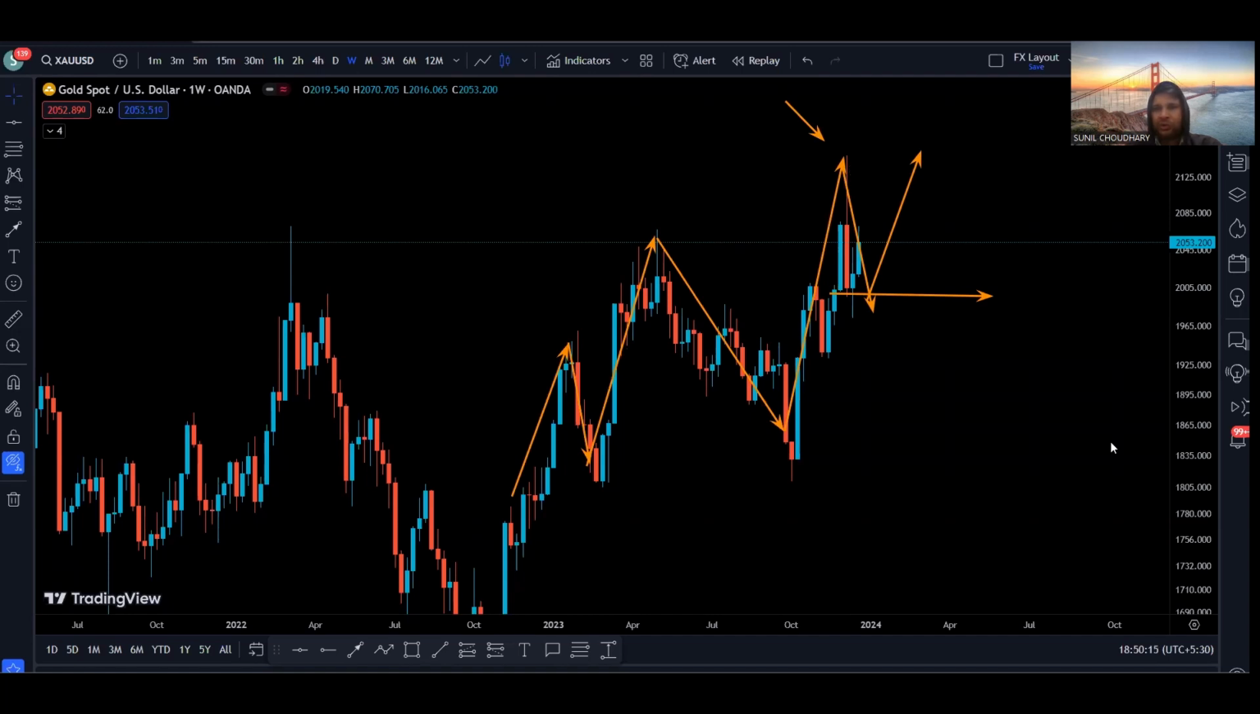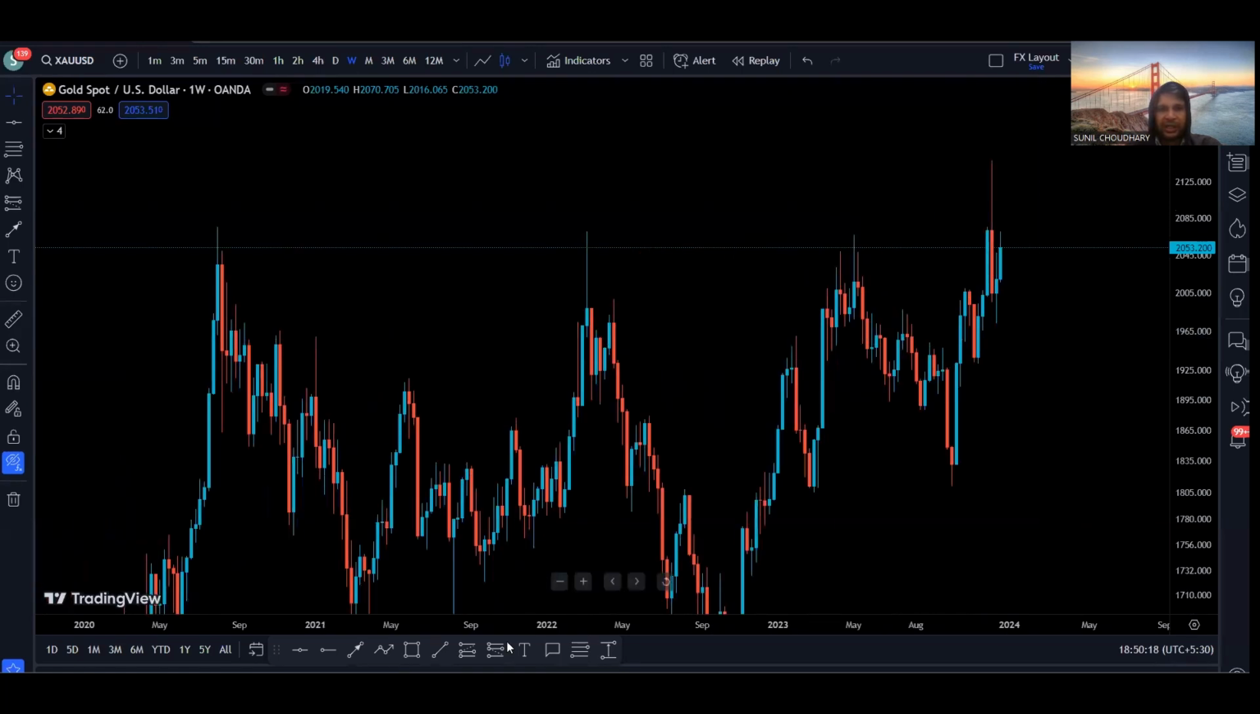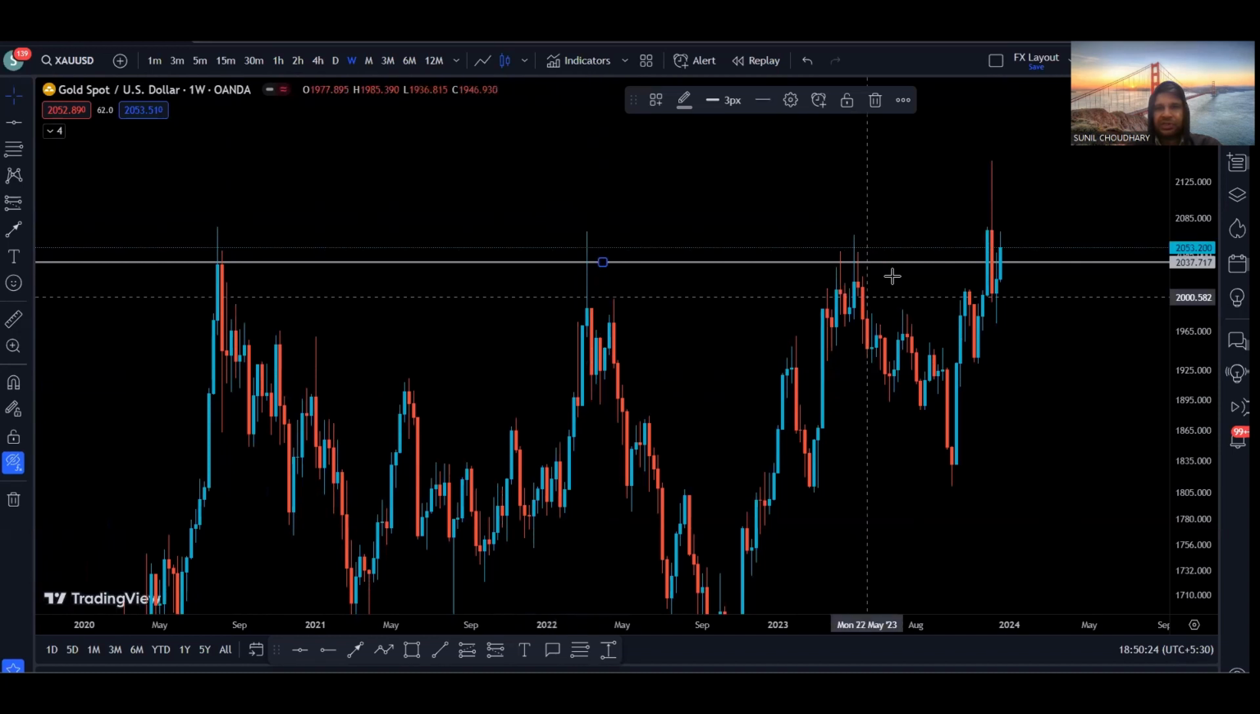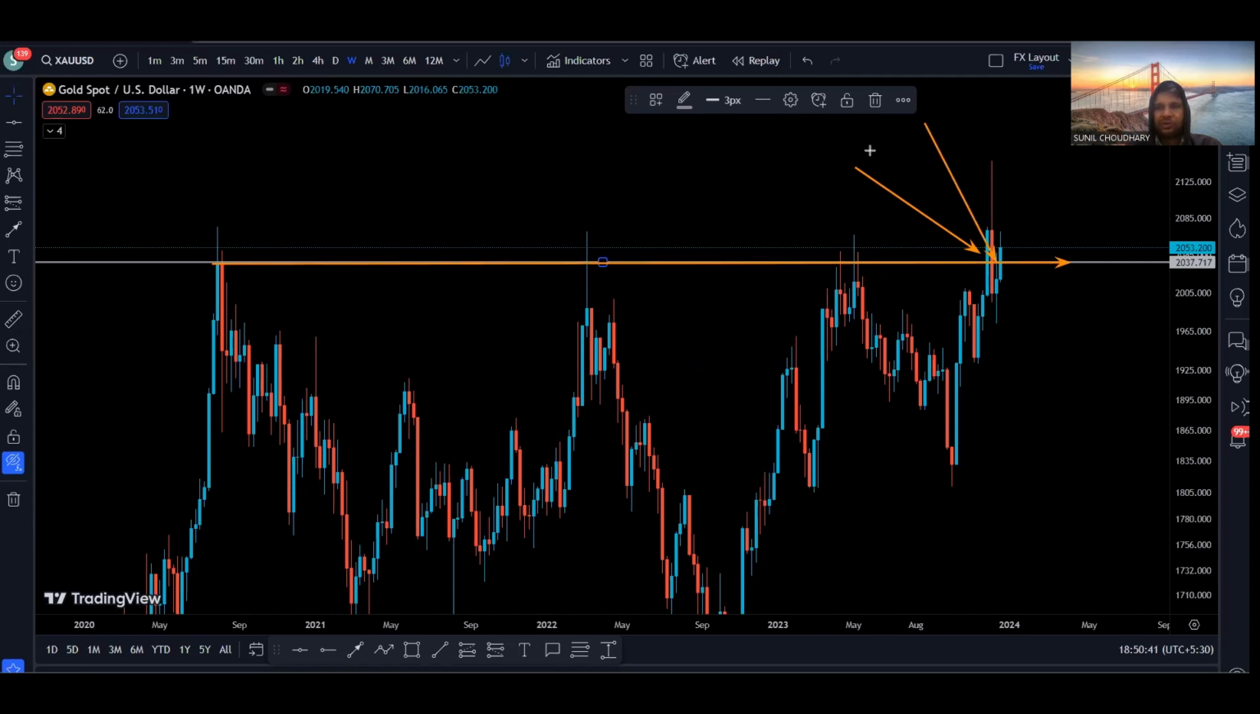Also, if we look more closely, we can see that we had this resistance here, then rejection, then resistance again. We can see that we had a weekly candle close above this resistance. Then the next candle, with the rejection to the upside, closed back below this support. So the move to the upside became a fake out.